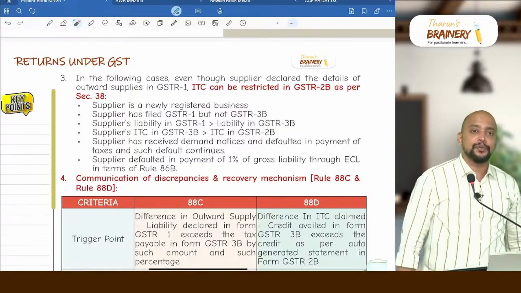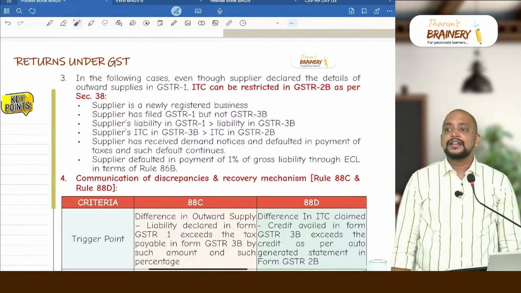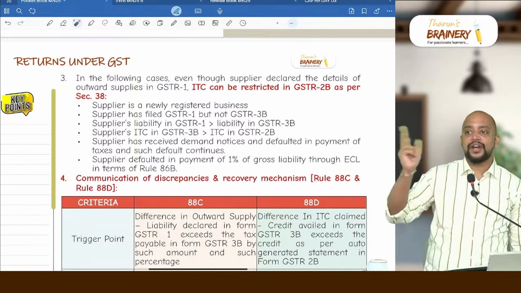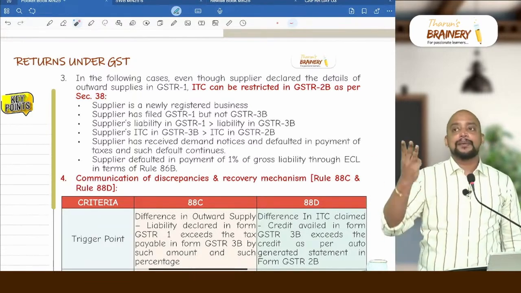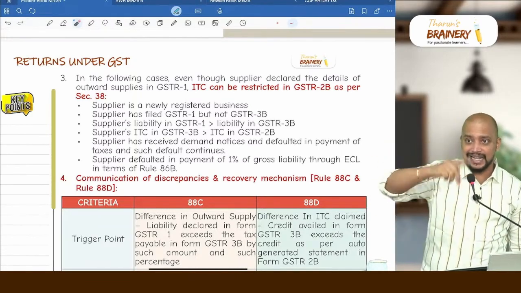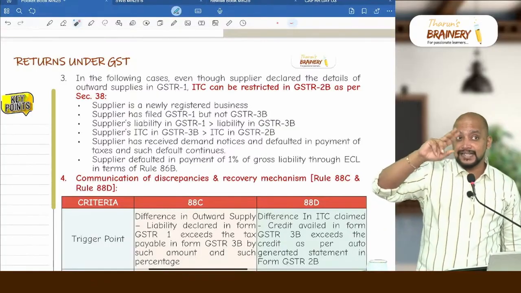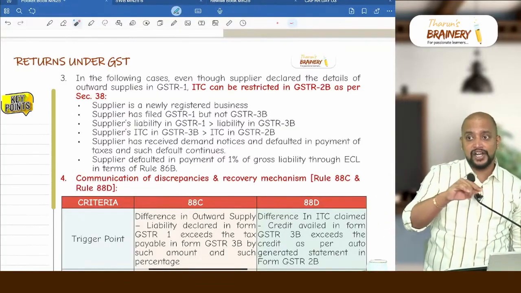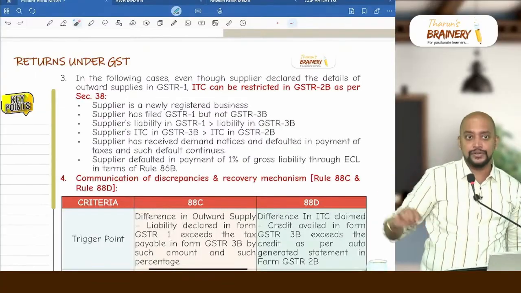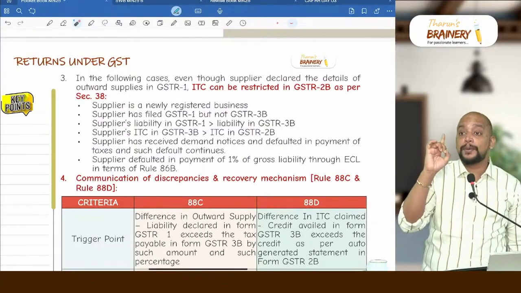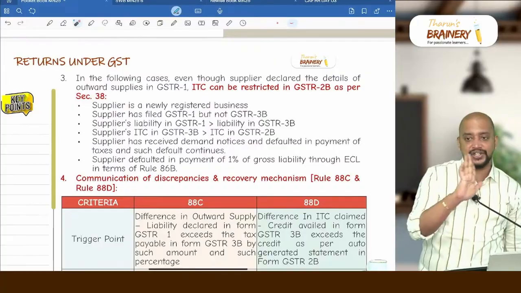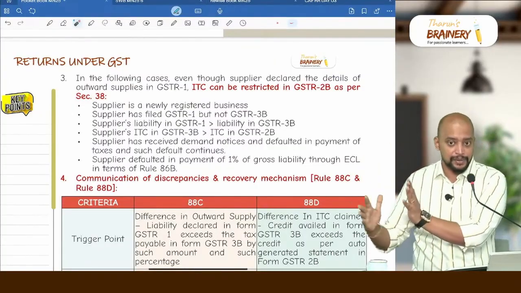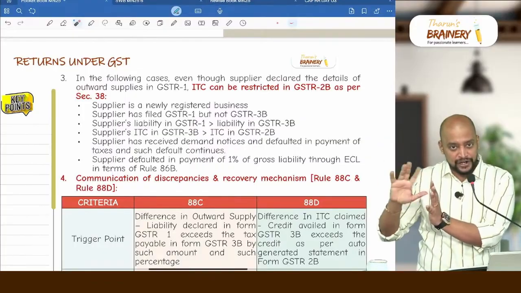So what are those first 6 cases? Supplier is a newly registered person, supplier GSTR 1 filed but 3B not filed, supplier liability in 1 greater than 3B, supplier ITC in 3B greater than 2B, supplier default in payment of tax and the default continues, and supplier has not paid 1% of liability through cash ledger. These 6 cases will come under ITC not available. Can we take ITC? No, we cannot take ITC.